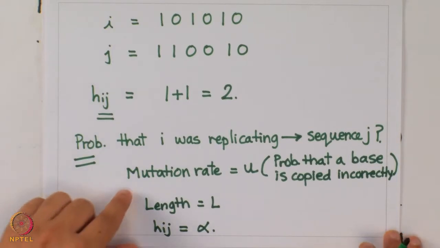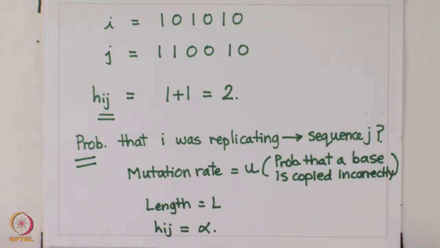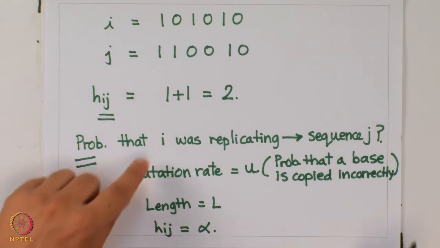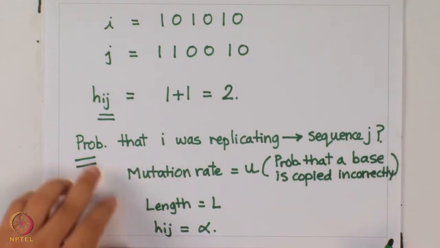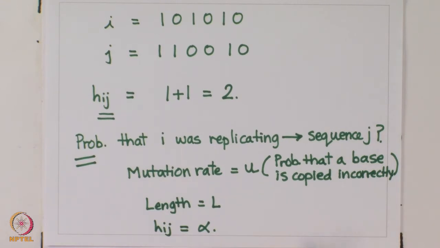If these things are given to you, that the probability when the sequence is being replicated makes a mistake at a particular base is u, the length of the two sequences that we are trying to compare is L, and the Hamming distance between these two sequences I and j is alpha, what is the probability that when I replicates, what you end up as progeny is actually sequence j?